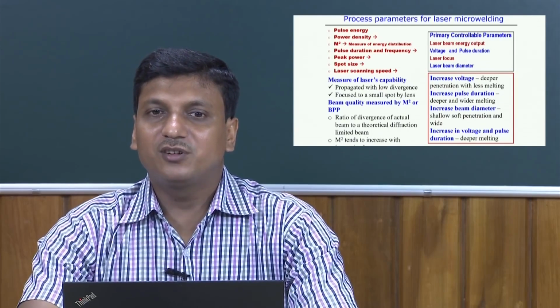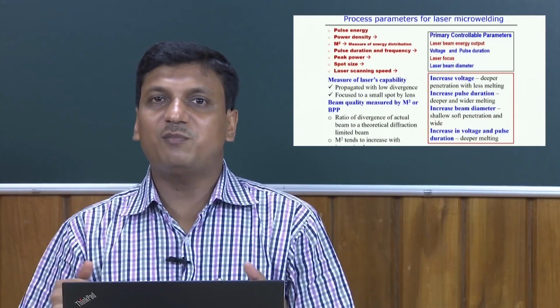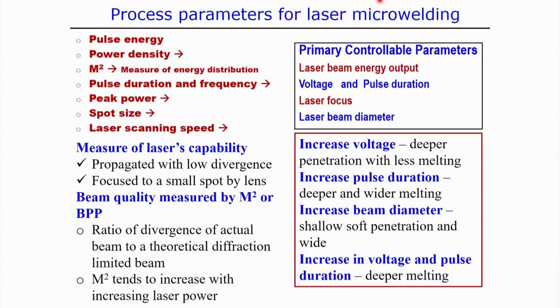Then if deep and wider melting is required, we can increase the duration of the pulse. And if shallow, soft penetration and a wide shape of the weld zone is required, probably we can increase the beam diameter. That means by increasing the beam diameter, the heat affected zone or molten zone can be increased considerably, but at the cost of decreasing the depth of penetration.